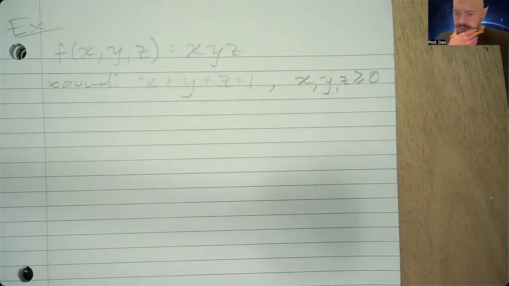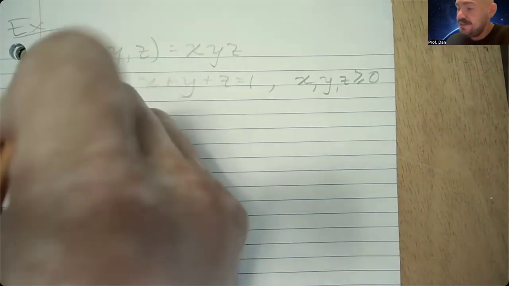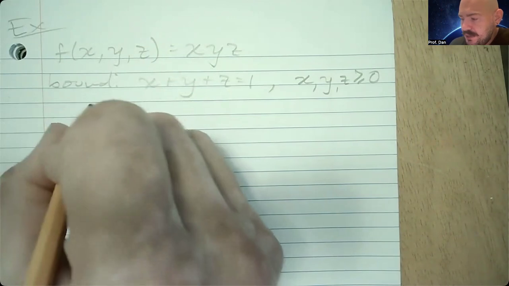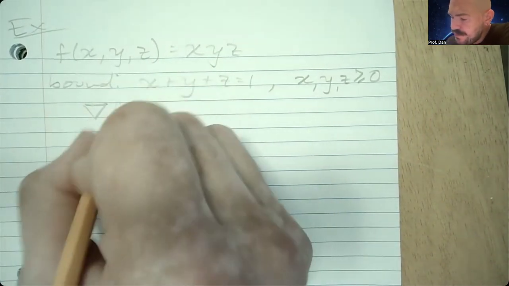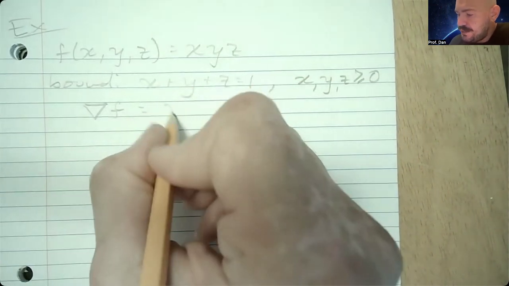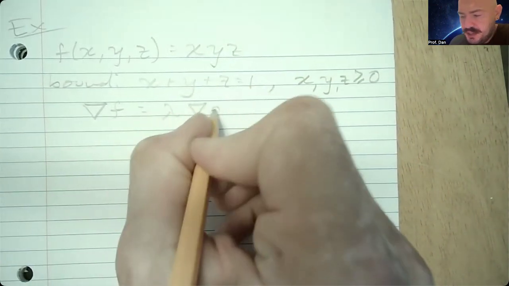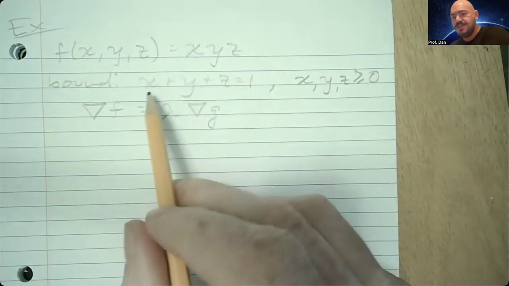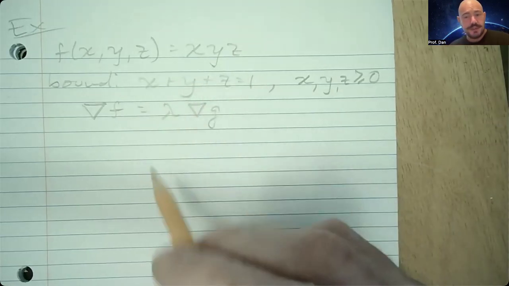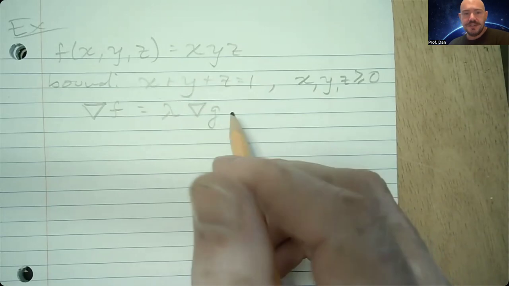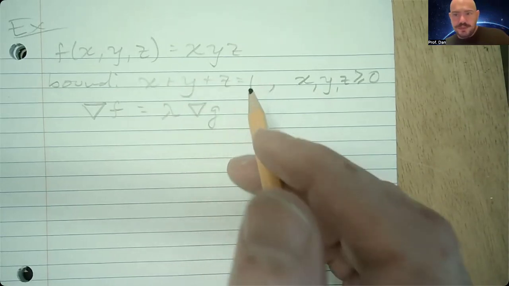So first thing I'm going to do is write out my equation for the Lagrange multipliers. So we have gradient of f is equal to lambda times the gradient of g. In this case, g will be x plus y plus z. I could subtract the 1 if I really want to, but when I differentiate, that'll go away no matter what.